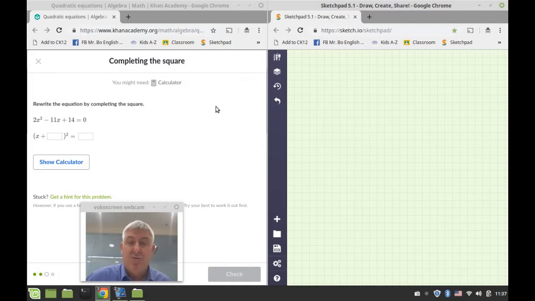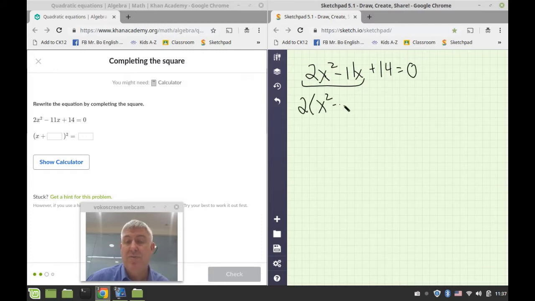Rewrite the equation by completing the square. So my equation is 2x squared minus 11x plus 14 equals 0. And I'm going to take this part right here, separate it off, and we're going to pull out the 2, factor out the 2. So x squared minus 11 divided by 2 is 11/2 x, and we're going to need plus something, and then outside here I'm going to need minus something. Plus 14 equals 0. And like before, these are not going to be the same number, but they need to be the same value if we include multiplying by 2.